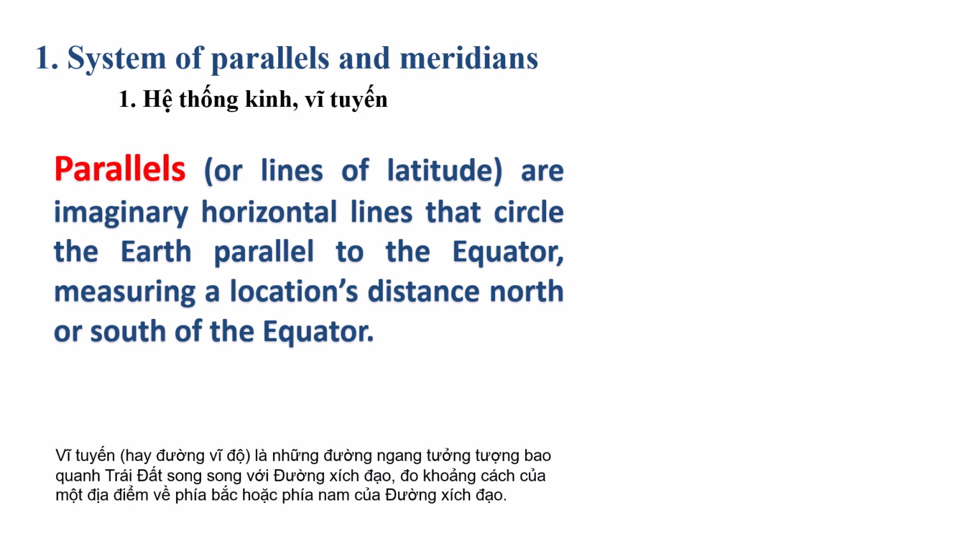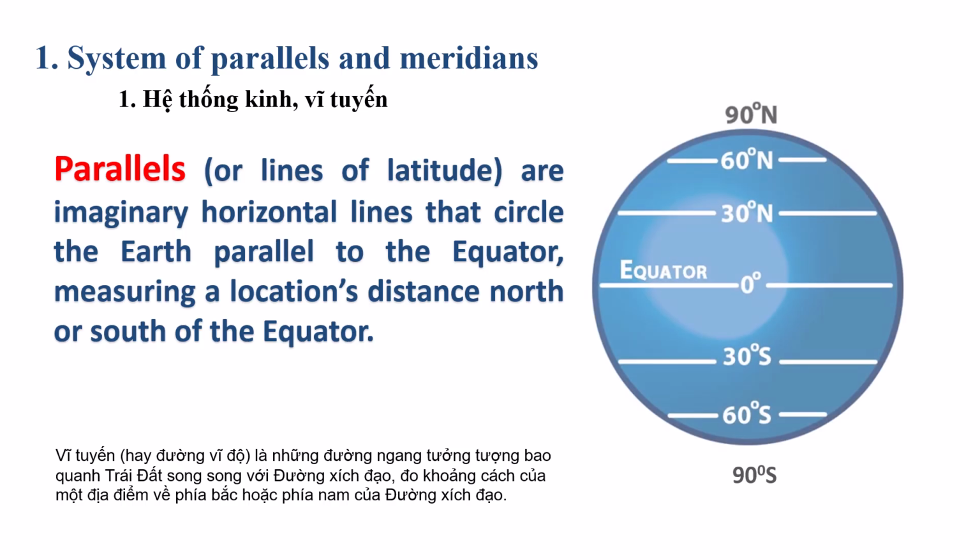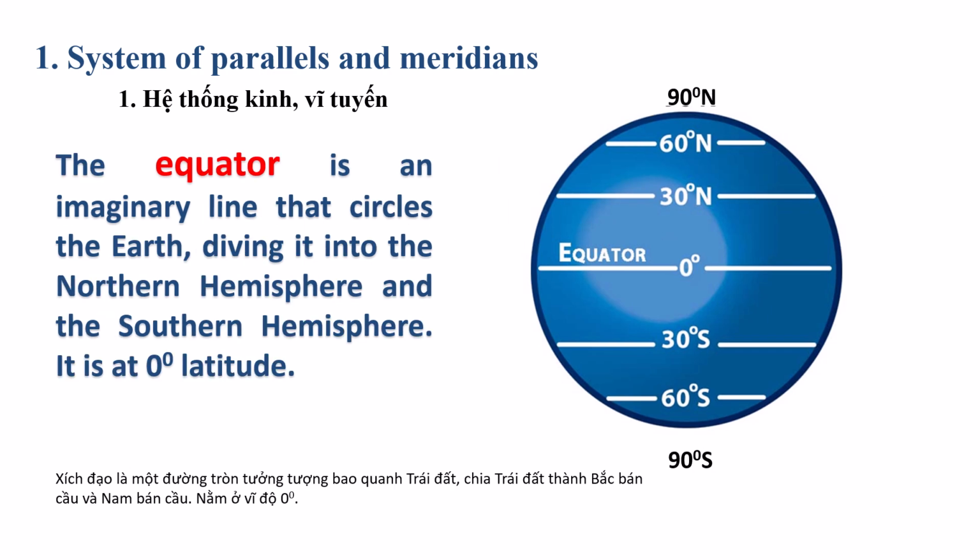Parallels, or lines of latitude, are imaginary horizontal lines that circle the Earth parallel to the equator, measuring a location's distance north or south of the equator. The equator is an imaginary line that circles the Earth, dividing it into the Northern Hemisphere and the Southern Hemisphere. It is at 0° latitude.